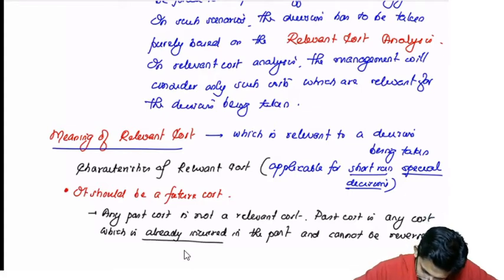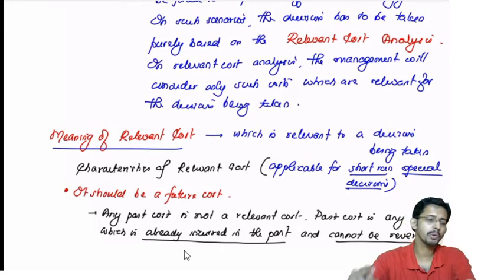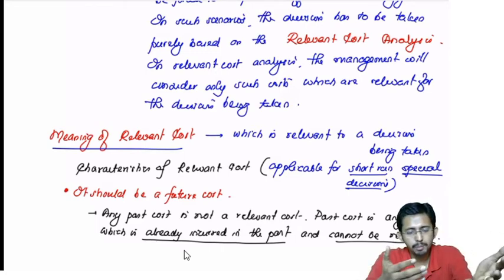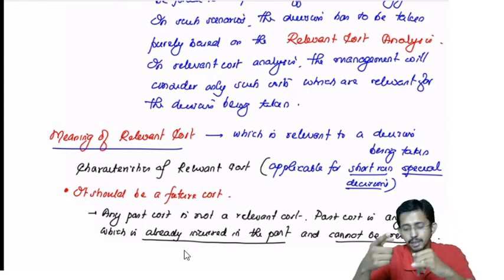So already incurred in the past and cannot be reversed. If you are able to reverse it, that means we have already paid the amount. But if you are not taking the decision, you will be able to get back that amount. Then that is not a past cost. It's a relevant cost. Okay, so there are two conditions. One is it's already incurred in the past. Second case, it cannot be reversed.